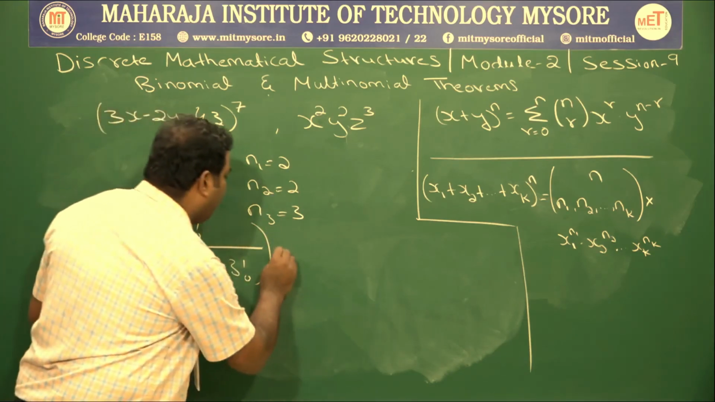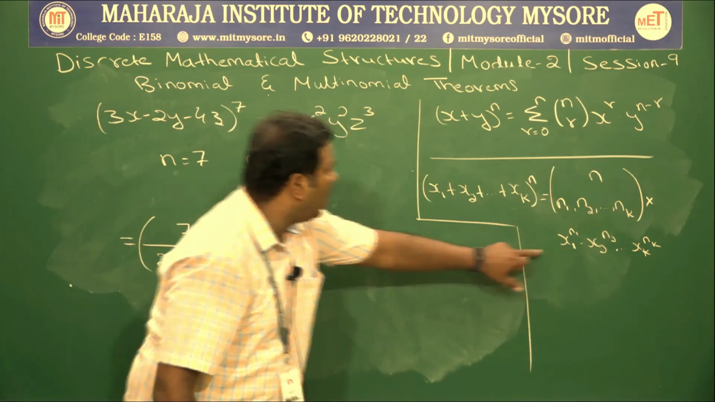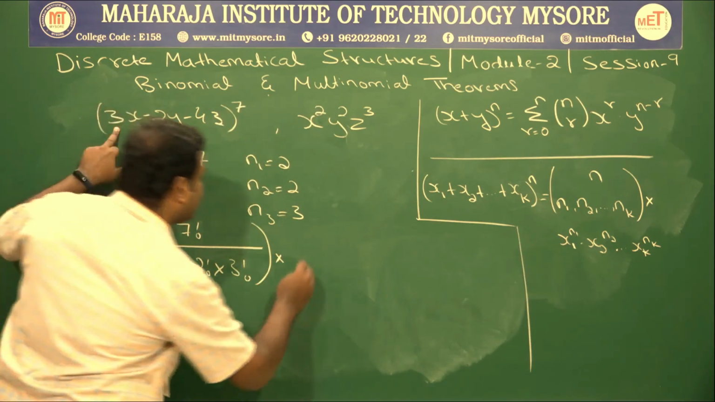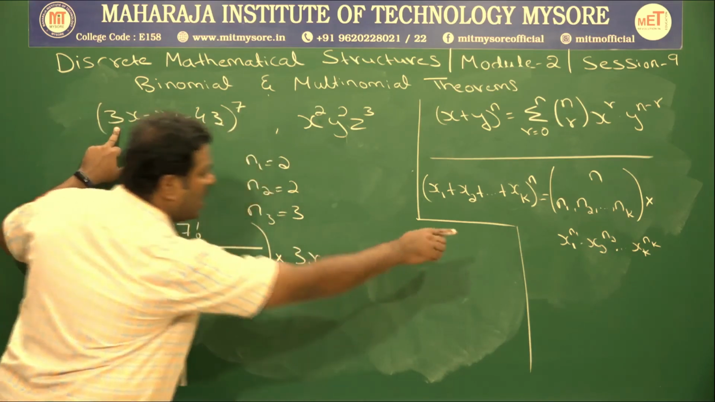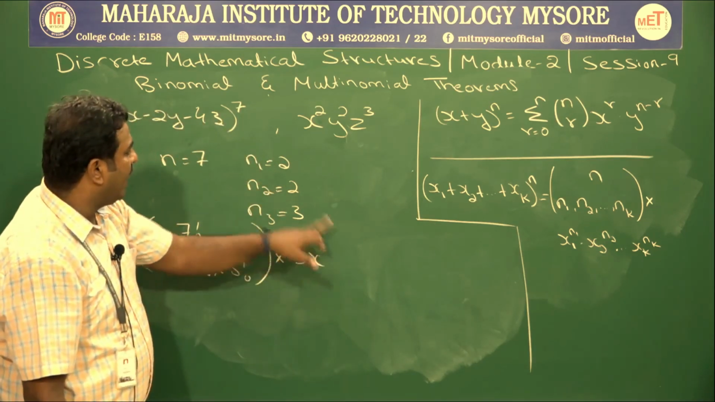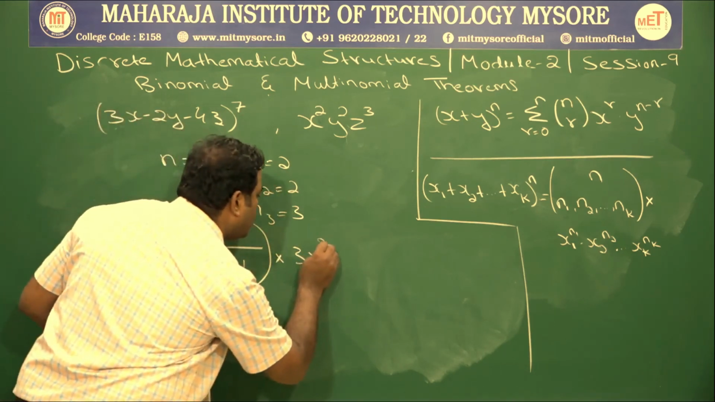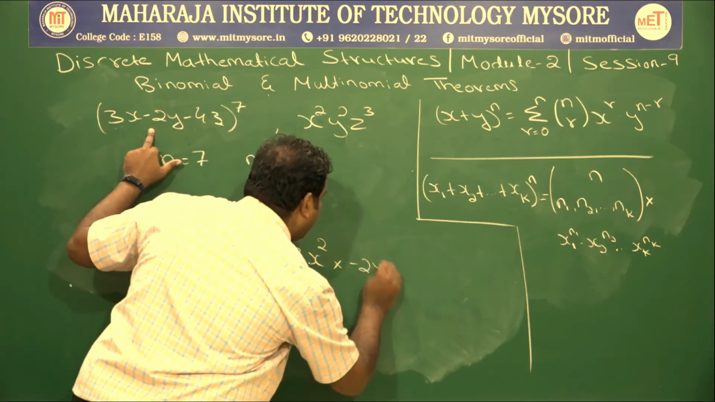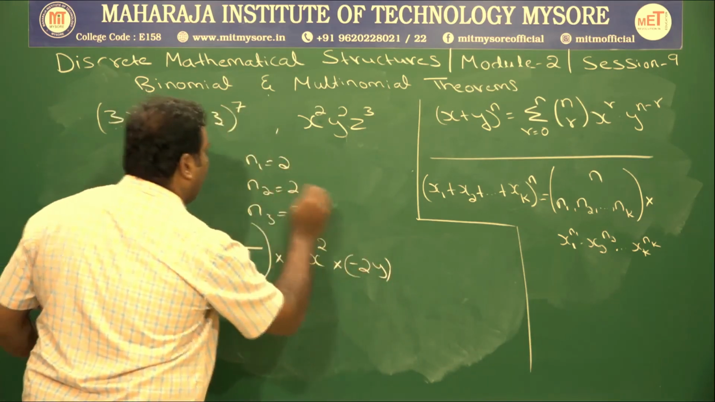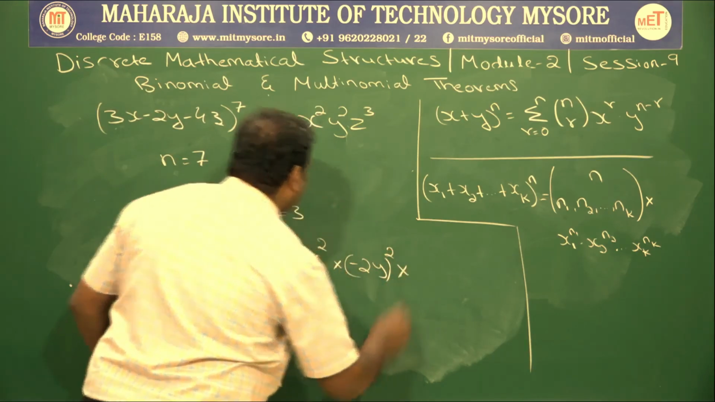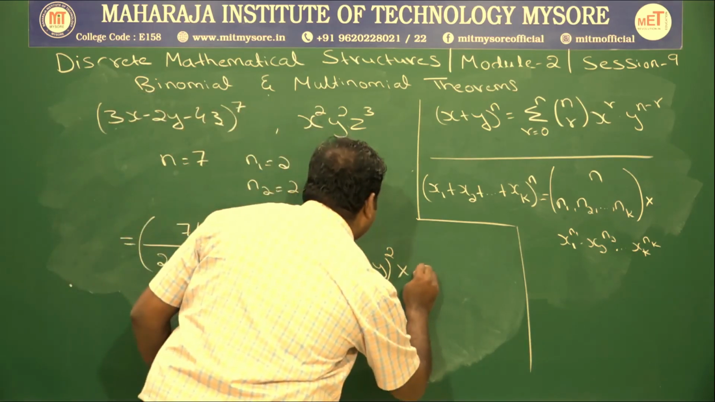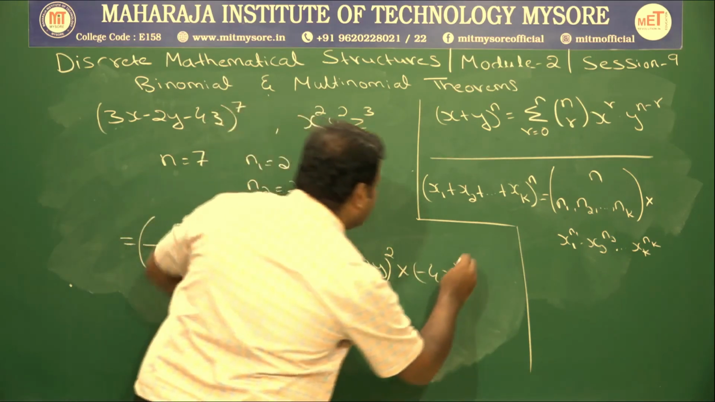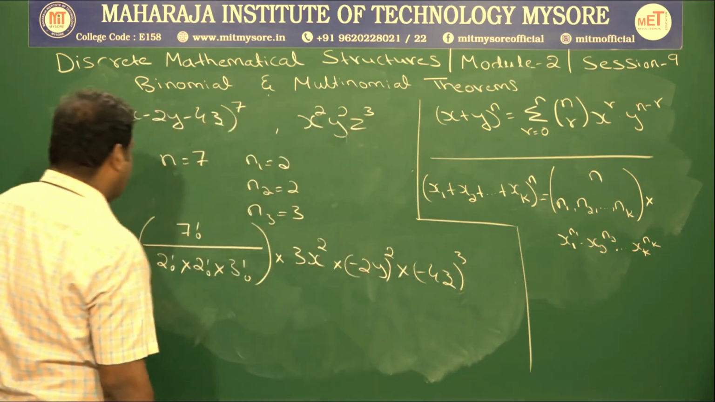Now this should be multiplied with x1 to the power of n1. x1 is the first component, that is 3x, and n1 is 2, hence 3x whole squared. Again multiply this with minus 2y, which is x2, to the power of n2, which is 2. Multiply this with minus 4z to the power of n3, which is 3. I am going to have this as the expression.